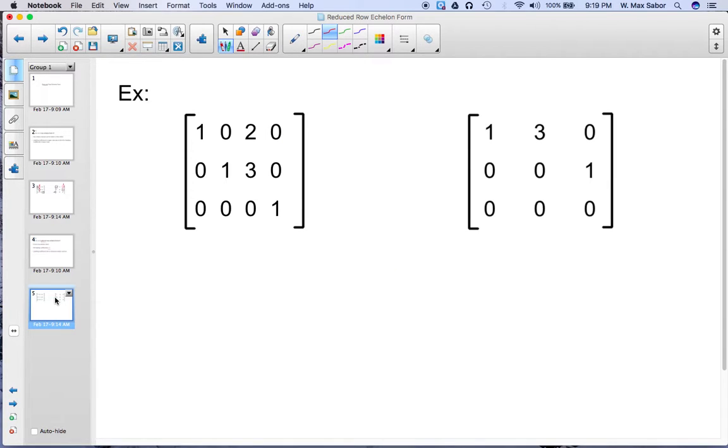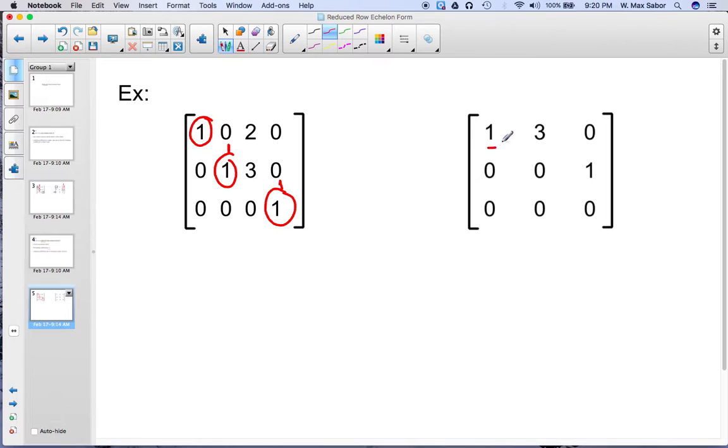So here are two examples of matrices in reduced row echelon form. Here we have our leading coefficients. They go from left to right, so that's good. They're all 1, so that's all set, and each of them is in an otherwise empty column. The 2 and 3 are fine because neither of them are leading coefficients.